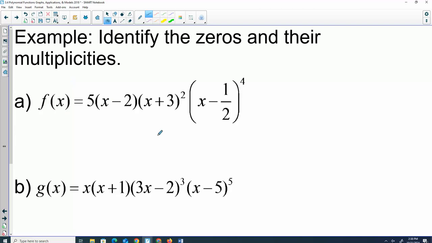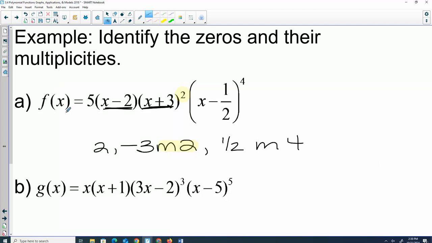All right, last couple things. If I give you a factored form, can you tell me the zeros? If I look at this, does 5 ever equal 0? What would make x minus 2 equal 0? What makes x plus 3 equal 0? And why do we have a multiplicity of 2? The square. Multiplicities are going to change our graph, so we need those. What makes x minus 1/2 equal 0? 1/2, and the multiplicity would be 4. You guys do B. Tell me the zeros and multiplicities for each.